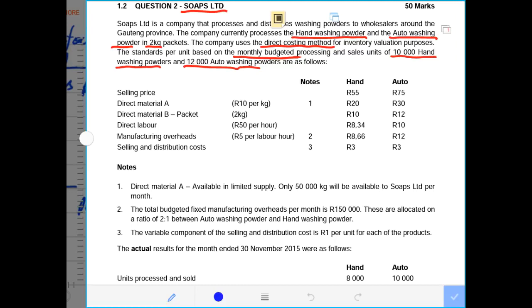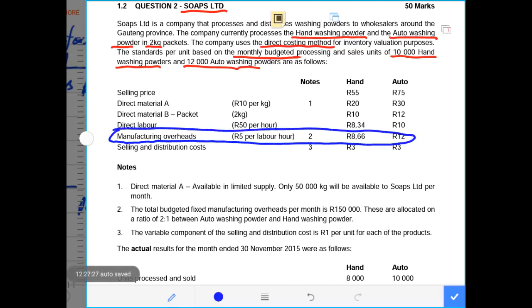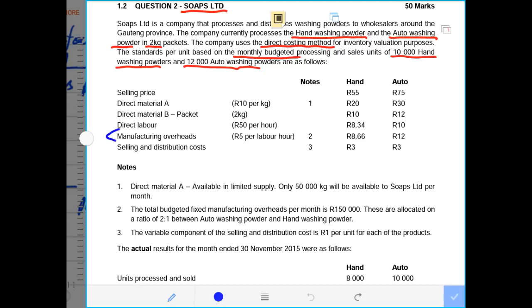Now take note of the manufacturing overheads, because it is not clearly stated how much is fixed and which portion is variable. Remember, we know that direct material A is a variable cost, direct material B is also a variable cost, and direct labor is a variable cost. But for this one, we don't know how much is fixed and how much is variable. There's a portion that should be fixed, and a portion that's supposed to be variable.